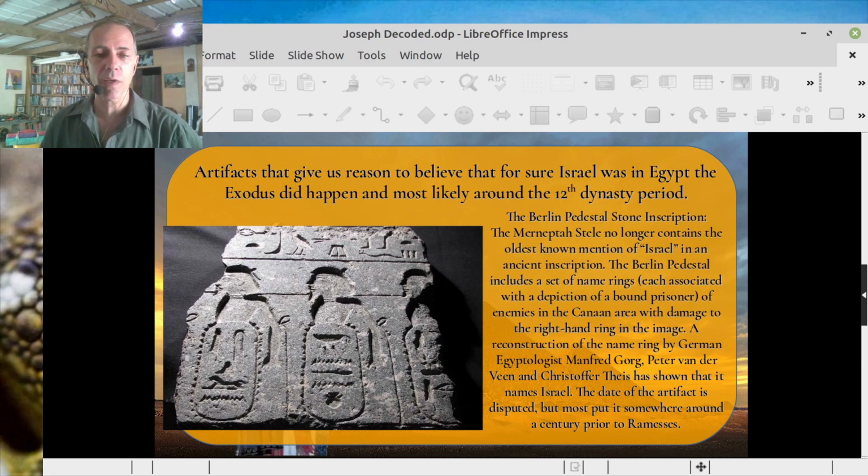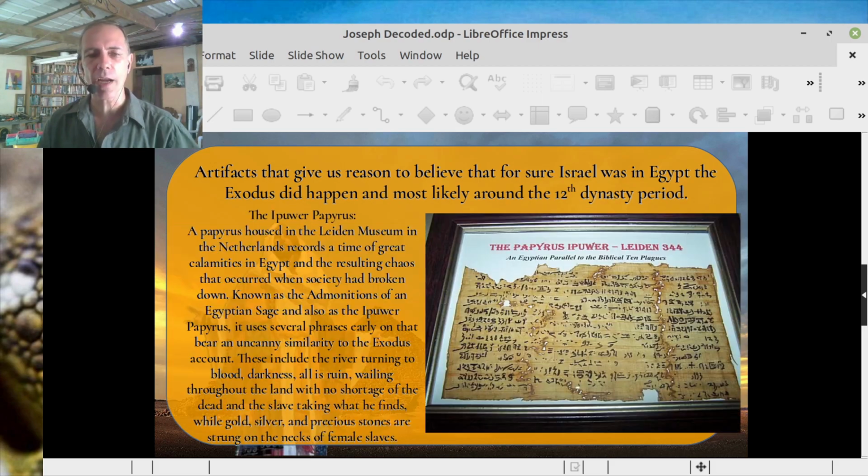And that's important because, again, it's establishing that the Exodus and the time of Joseph was prior to Ramses. This is another one, and this is actually a really interesting one that we may or may not get into more in depth later on. We'll see how the study goes. But the Ipuur papyrus. This is a document that was found, again, from this period of time.